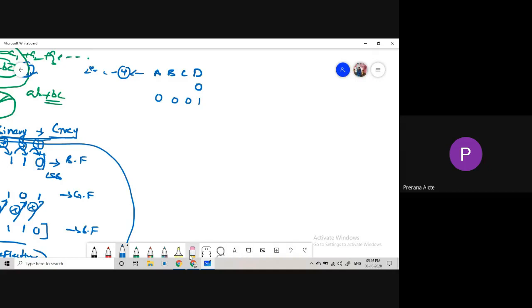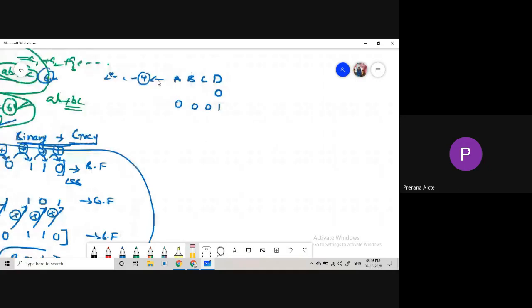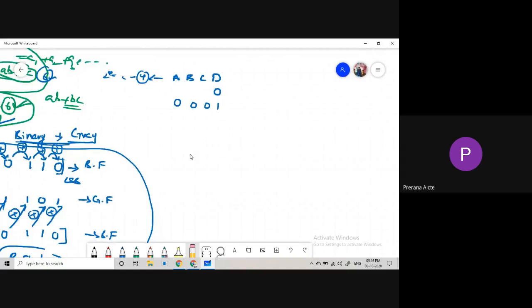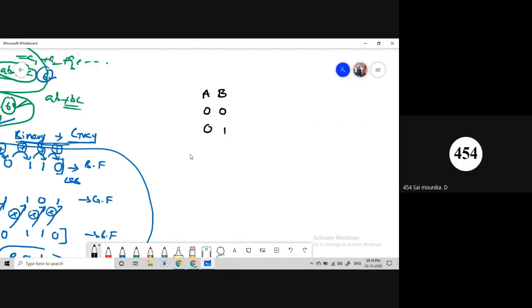If I'm taking only 2 variables, A and B, there are 4 possibilities. They are 00, 01, 10, 11. So how many gray codes are formed? They are G1 and G0, right? So what is the gray code of this one? 00.